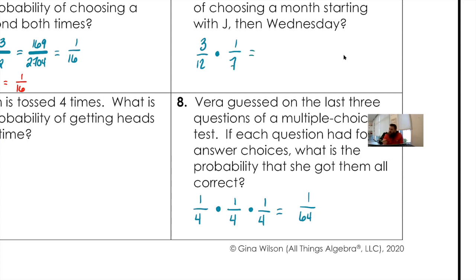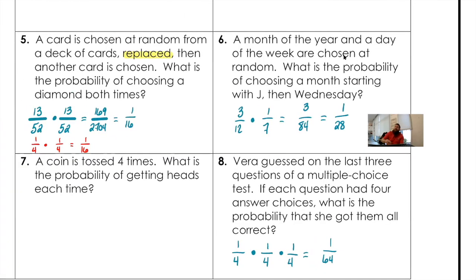Okay. Multiply straight across. 3 times 1 is 3. 12 times 7 is 84. You're going to go ahead and math frac to see if it reduces. So we hit math frac, and of course it does, because 12 is a multiple of 3, and then we get 1 out of 28. So guys, that is independent probability.